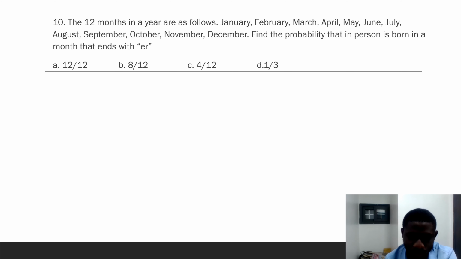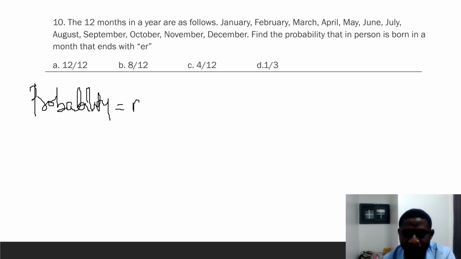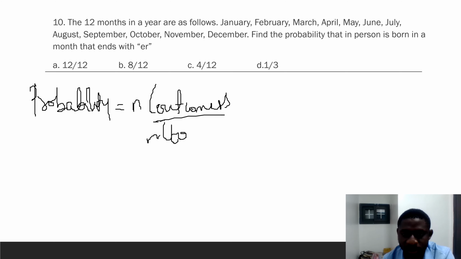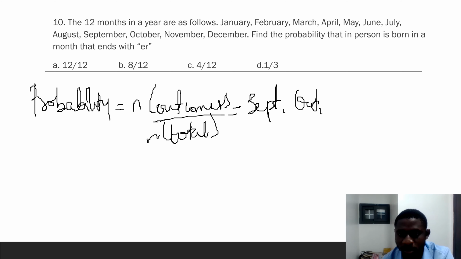So now a question on probability. Now you know probability is given by the formula N of what? Possible outcomes over the number of what? The total. Now, in this case, our possible outcomes are months that end with what? ER. So, what are the months that end with ER? Now, I know we have September, we have October, we have November, and we have December.